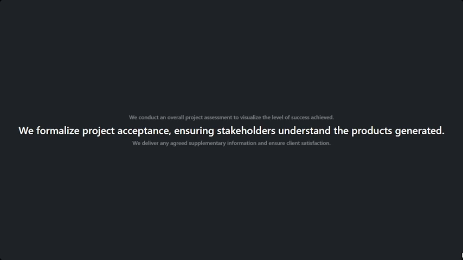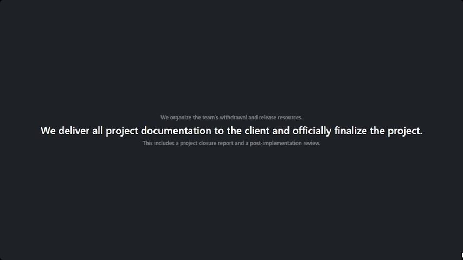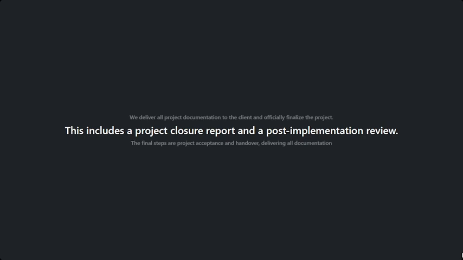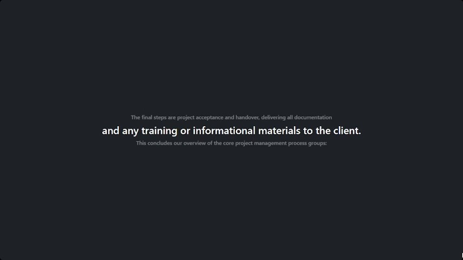We formalize project acceptance, ensuring stakeholders understand the products generated. We deliver any agreed supplementary information and ensure client satisfaction. We organize the work team's withdrawal and release resources. We deliver all project documentation to the client and officially finalize the project. This includes a project closure report and a post-implementation review. The final steps are project acceptance and handover, delivering all documentation and any training or informational materials to the client.